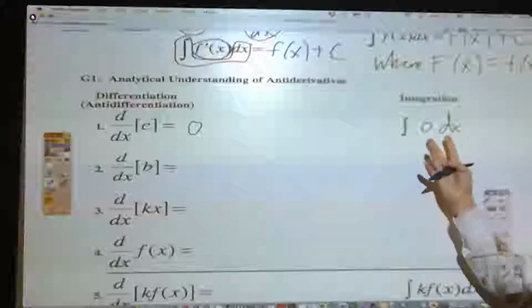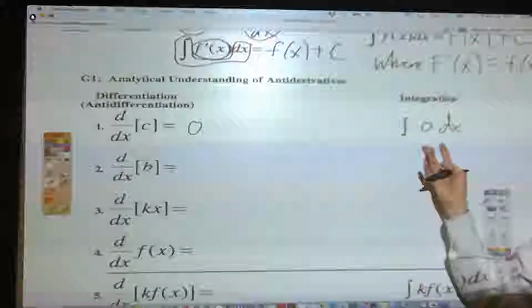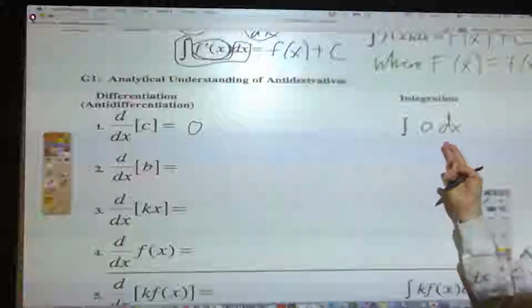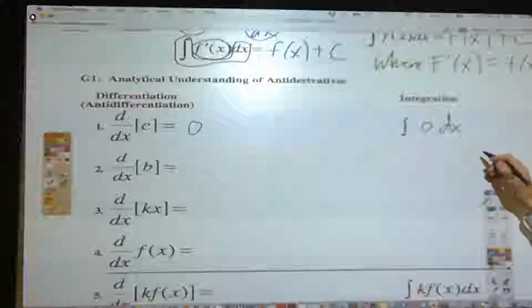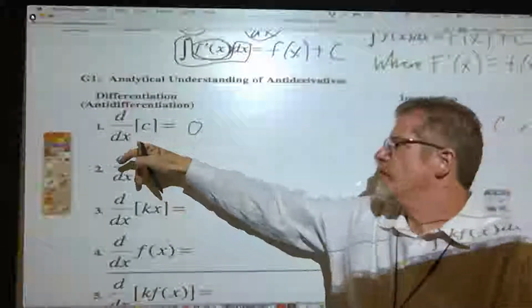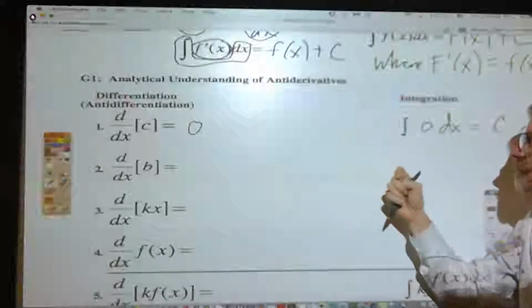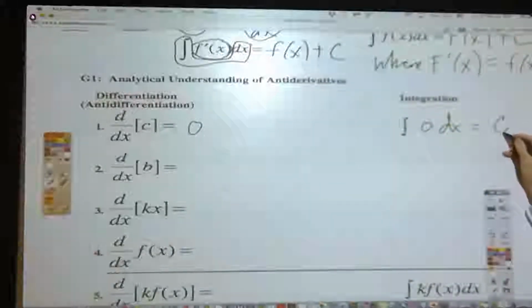Can someone think of a family of curves whose derivative is 0? So what would that be, class? Be a constant. Look, watching the movie forwards, the derivative of a constant is 0. Watch the movie backwards, it's an inverse derivative. Take the antiderivative of 0, you get the constant.